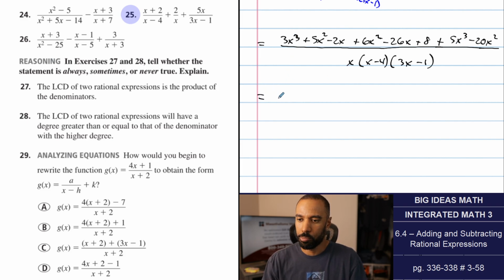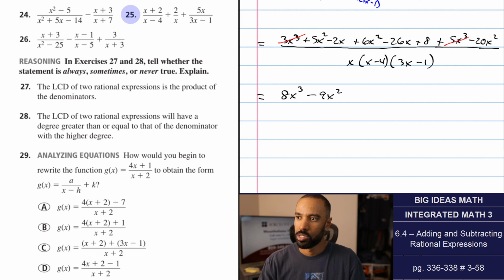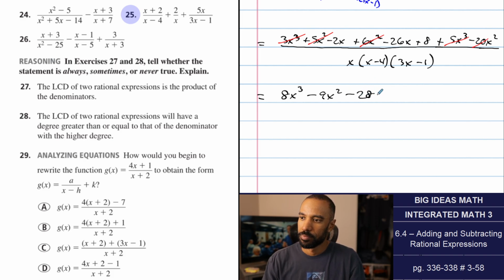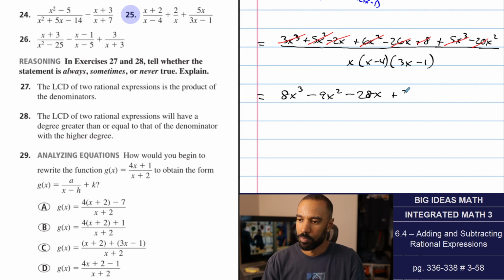We have a 3x cubed plus 5x cubed, which is 8x cubed. I'm going to cross things out as I go. They're not canceling. I'm just seeing things. 5x squared plus 6x squared is 11x squared. Minus 20x squared is negative 9x squared. So those are gone. Negative 2x minus 26x is negative 28x. And then I have this plus 8. Plus 8. And I think that's all.